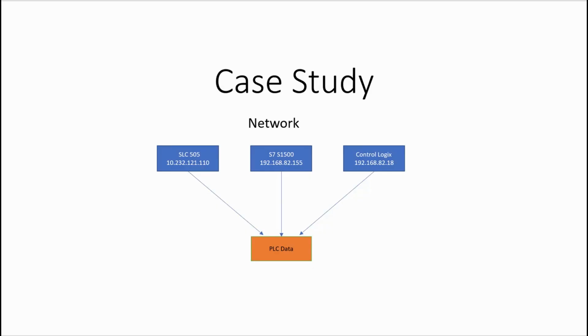Okay, now on to our case studies. Here we have three different PLC types. We have an SLC 505 in its own subnet. We have a Siemens S1500 and a ControlLogix. You may note the Siemens and the ControlLogix are on the same subnet, but not the SLC 505. However, the PLC Data PC can ping all three PLCs.